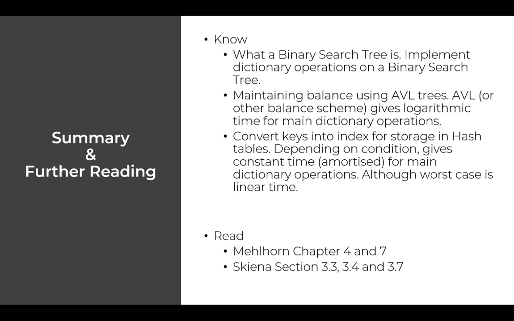So at the end of this week, you should know what a binary search tree is. You should be able to implement dictionary operations on a binary search tree. You should also be able to maintain balance using AVL trees. An AVL tree or other balance scheme gives logarithmic time for main dictionary operations. You should know that we can convert keys into indexes for storage in hash tables. Depending on conditions, it is going to give a constant time, amortized, for main dictionary operations, although the worst case is always linear time. So we need to be very careful when we make that implementation.